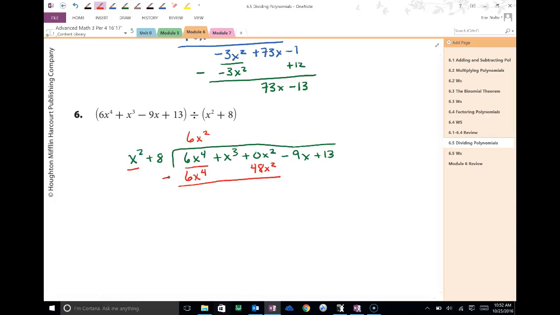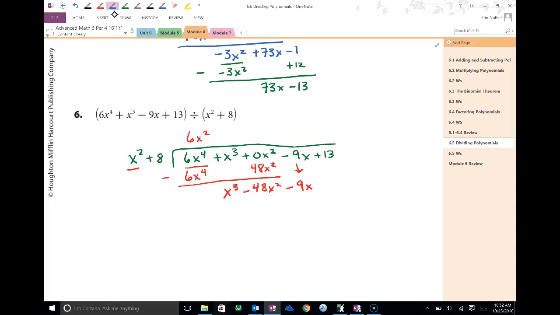Subtract. So how many x to the 4th do I have? Go away. How many x cubes? Just the one, right? And then what's 0x squared minus 48x squared? Good. You guys are never going to make another subtraction mistake ever again. Okay, and then drop that 9x.